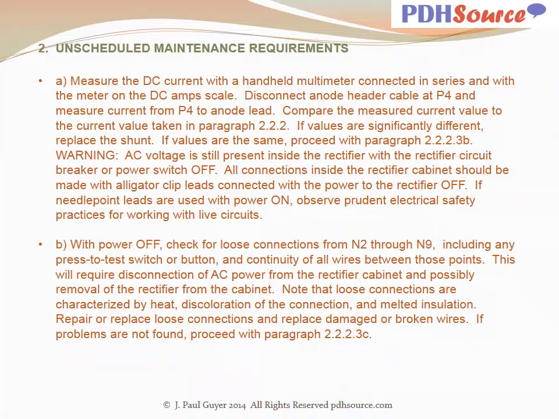With power off, check for loose connections from N2 through N9, including any press to test switch or button, and continuity of all wires between those points. This will require disconnection of the AC power from the rectifier cabinet and possibly removal of the rectifier from the cabinet. Note that loose connections are characterized by heat, discoloration of the connection, and melted insulation. Repair or replace loose connections and replace damaged or broken wires if problems are not found. Proceed with paragraph 2223C.